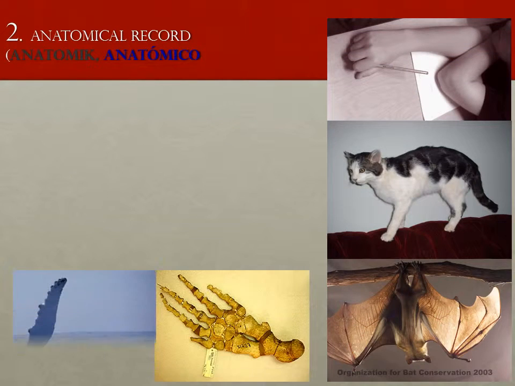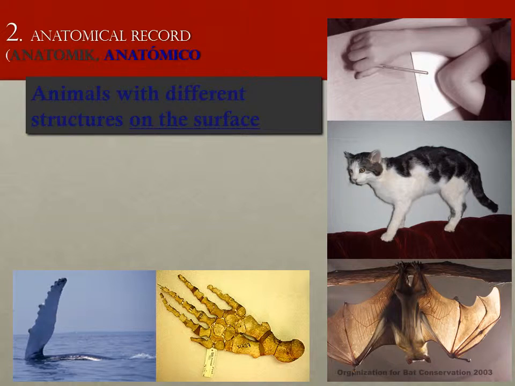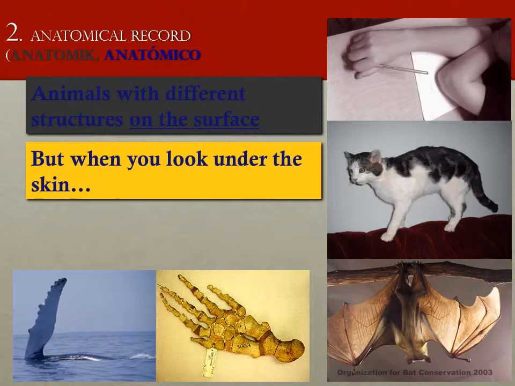The second vocabulary that you should be familiar with is something called the anatomical record. Anatomical simply means structures, things like legs and arms, fingers and toes. In evolution, we can see the anatomical record by looking at different animals.